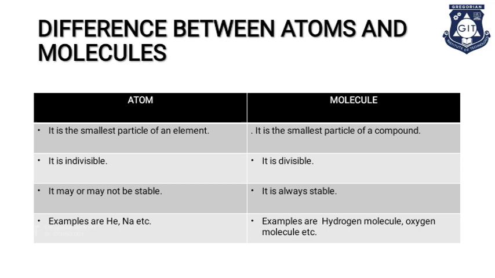considered as divisible. Some atoms like helium atom, neon atom, argon atom are all considered stable, whereas there are some other atoms, for example, atoms of oxygen, hydrogen, nitrogen, etc. are not stable. So we generally say atoms may or may not be stable, whereas molecules are always considered to be stable. Examples of atoms include helium atom, sodium atom, etc., whereas the examples of molecules include hydrogen molecule, oxygen molecule, etc.